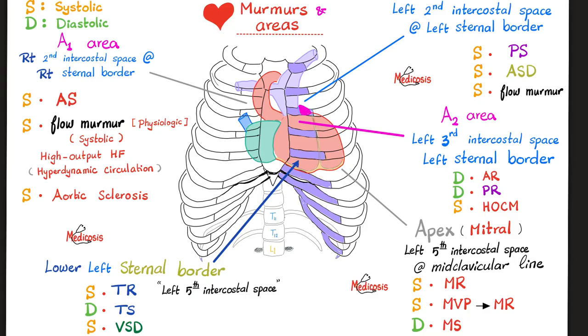Where do we hear the mitral stenosis murmur? At the mitral area. Where is the mitral area? At the apex of the heart. Where is the apex of the heart? Left fifth intercostal space, mid-clavicular line, just half an inch below the patient's left nipple.